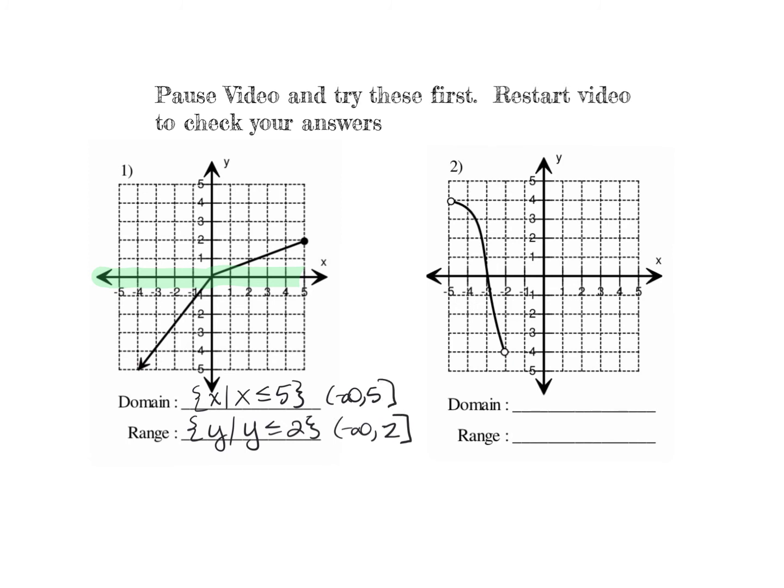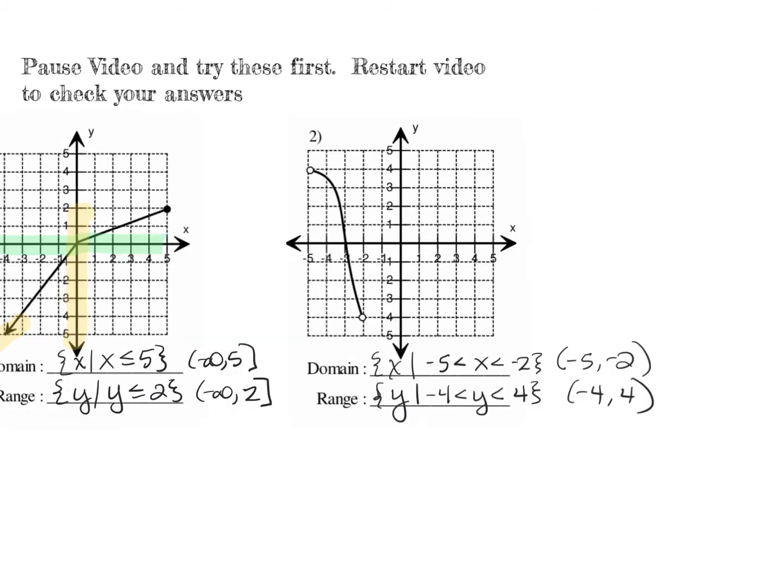The range, notice it's going down. So it's all the y values down here, but it stops abruptly here at 2. And so my statement would look like this, y is less than or equal to 2. So from negative infinity to positive 2 with the bracket. Now you try number 2 over here. Pause the video, try this one.